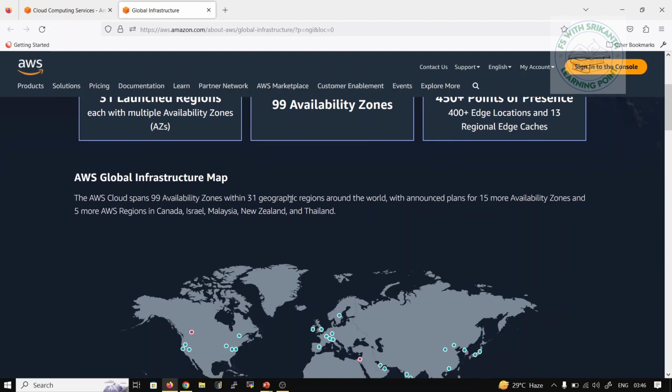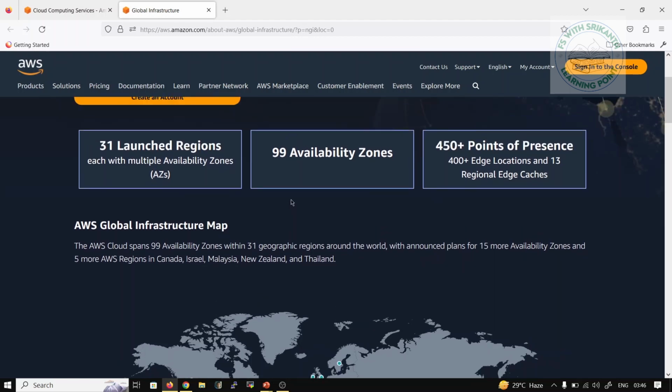So what is meant by availability zones? An availability zone is a distinct data center within an AWS region. Each availability zone is isolated from the others and is designed to be independent of failures in other zones. Availability zones are connected through high speed, low latency networking.